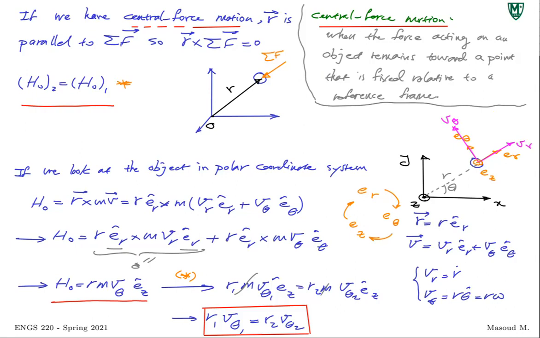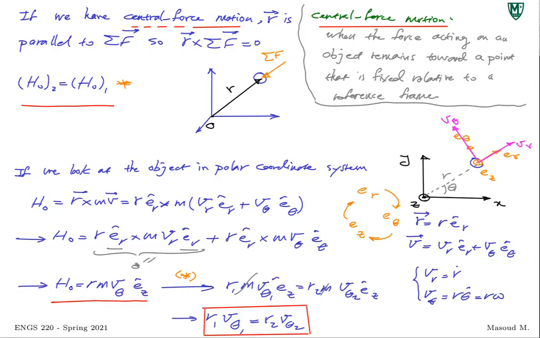Now we said that when we have a central force motion, it's better to study this motion using a polar coordinate system. You have your xy coordinate, just use your polar coordinate, er and e theta, represented with these two unit vectors. If you follow the expression, plug in the values for velocities in the er and e theta directions, and do the cross product, you end up with the expression r1 v theta 1 is equal to r2 v theta 2.